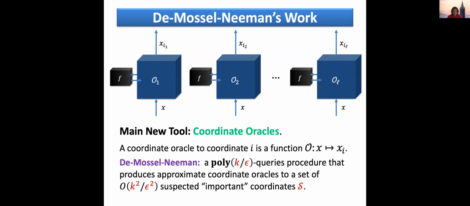This is indeed how Day, Mossel, and Neeman achieve their result and get a query complexity that is independent of n. And the reason the diagrams above are drawn the way they are is because each of these coordinate oracles works by querying f some number of times and then outputting what it thinks x sub i sub j is.